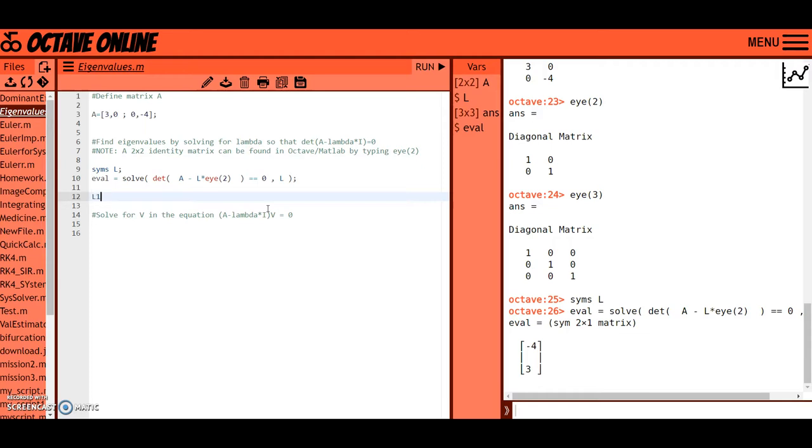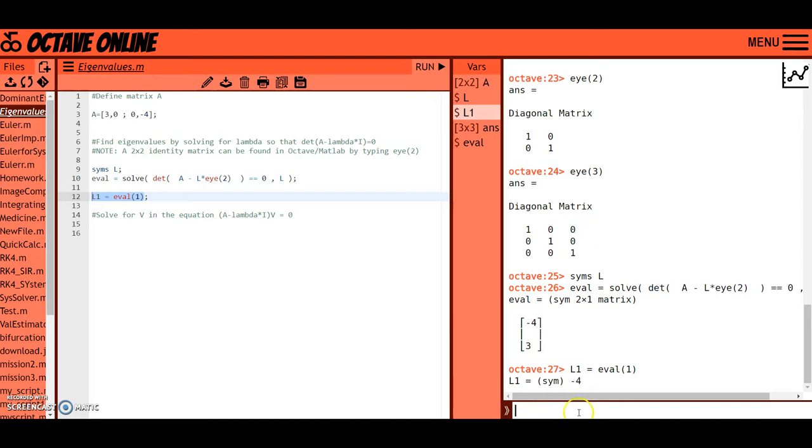So I'm going to create these new symbols L1, and that's going to be lambda 1. And what I want is whatever is the first element in my eval vector. Okay, so in this case it's going to be -4. I'm going to call it lambda 1. Okay, so I'm going to run this so you can see that it's just going to grab -4, the first element from the eval vector. And now I want to do the same thing, but I'm going to copy and paste this.